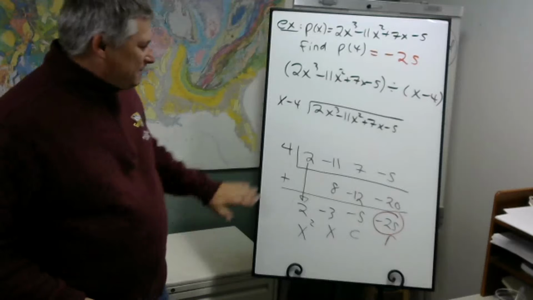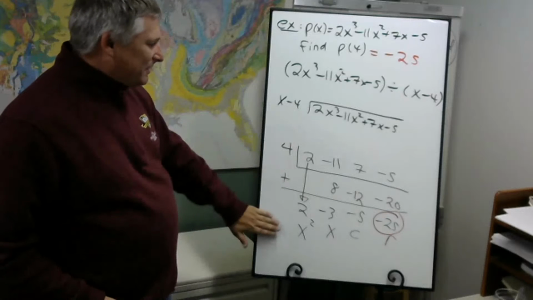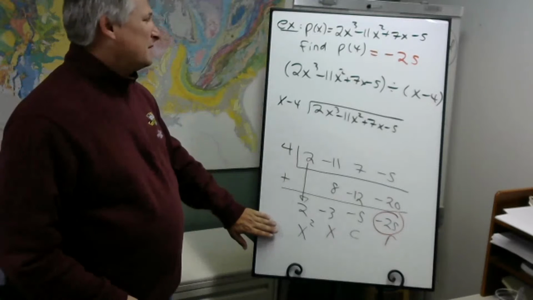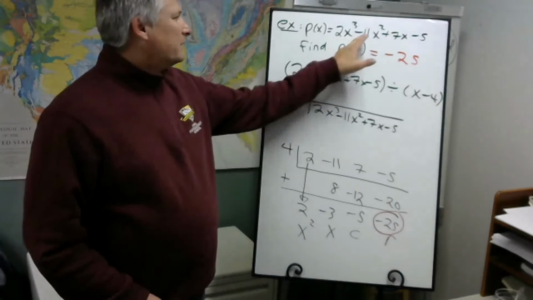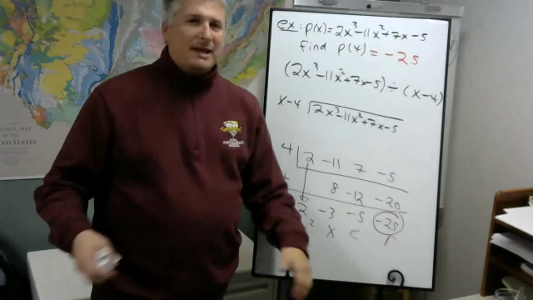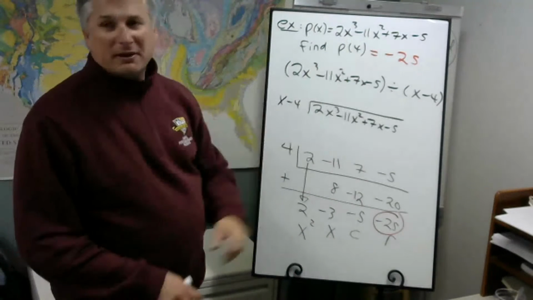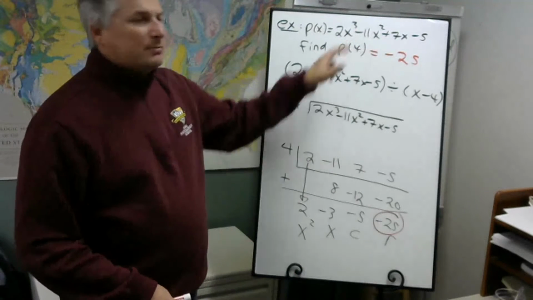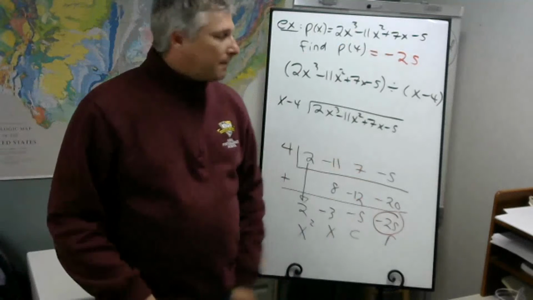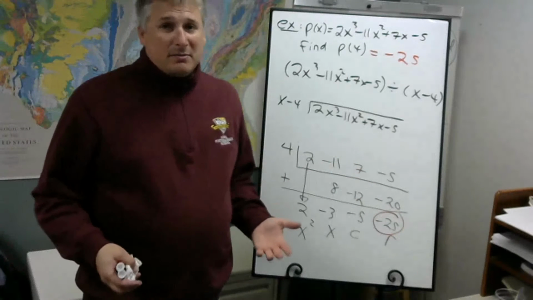So the idea here is that maybe doing these calculations is easier than putting 4 into x and then doing the multiplications and the additions and subtractions, especially when you get high power things like that, or larger exponents, larger than, say, 3. So that's the idea of the remainder theorem.